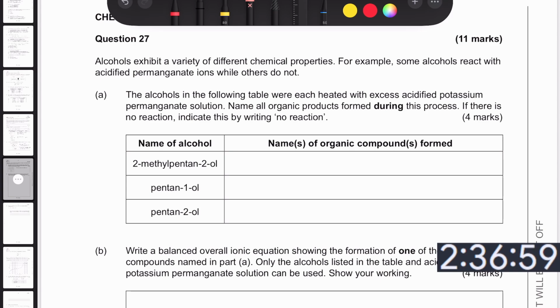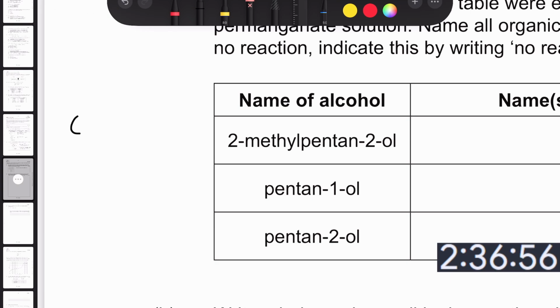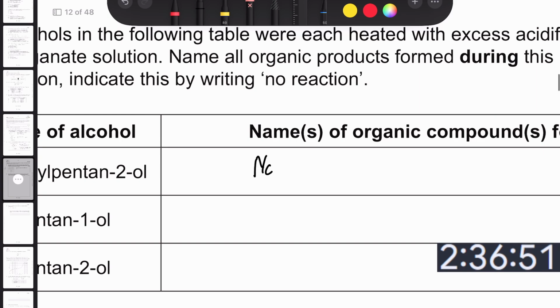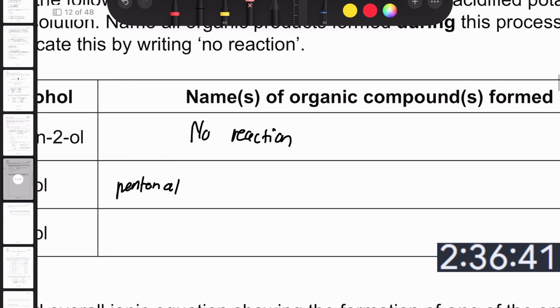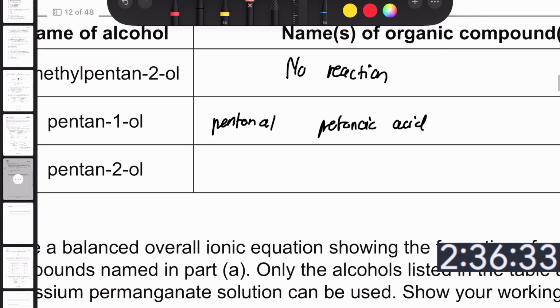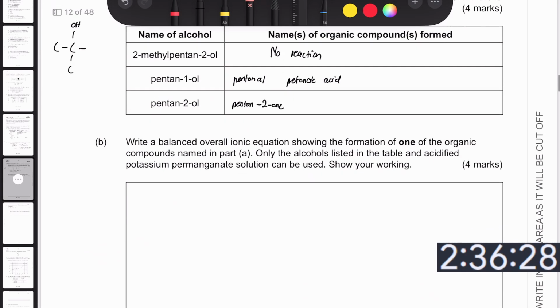So 2-methyl-pentanol, pentan-2-ol. So I'm going to have an OH and then a methyl group, so that's going to be no reaction. Pentan-1-ol, we're going to get pentanal. We're going to have the aldehyde, and then we're also going to have pentanoic acid. For pentan-2-ol, that's a secondary alcohol, so we're only going to get pentan-2-one.